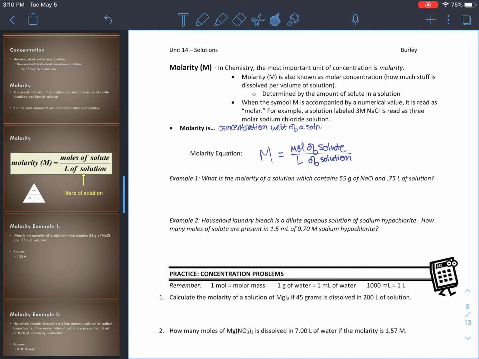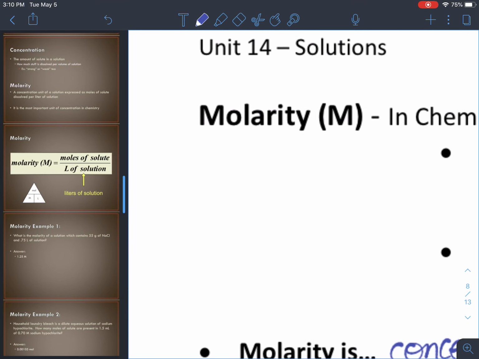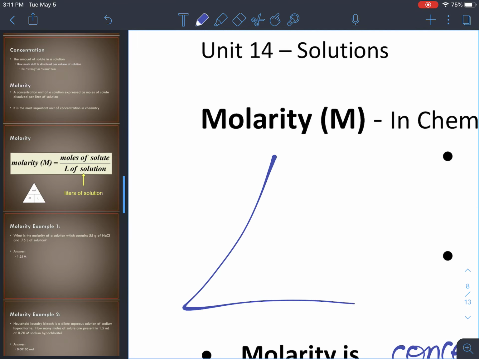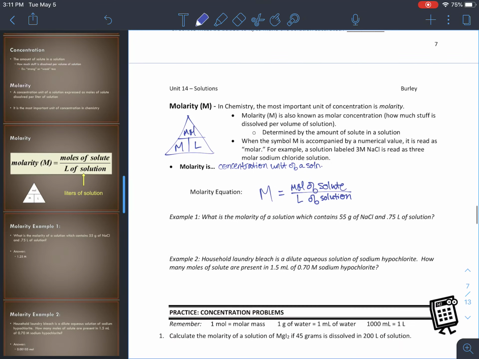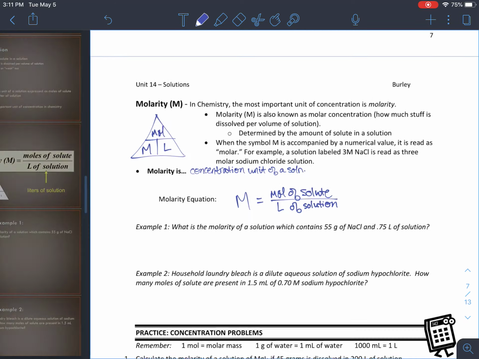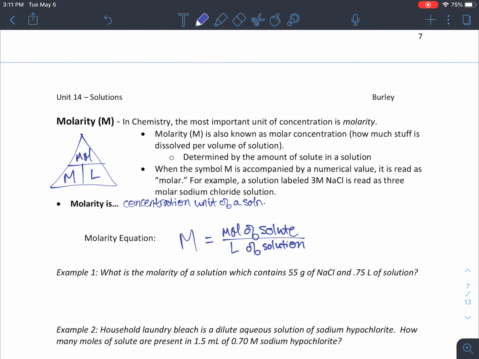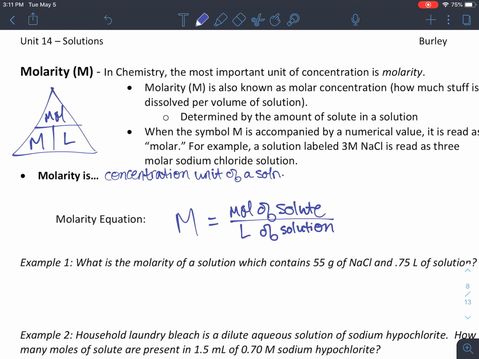Another way that you can write it is a little triangle, like how we did our density equation. So you can make a little triangle and you can write molarity equals moles over liters. Now, a couple of things I have to mention before I start is that we absolutely have to have these units in order for this equation to work. So if I give you grams, you have to convert it to moles. If I give you milliliters, you have to convert it to liters.